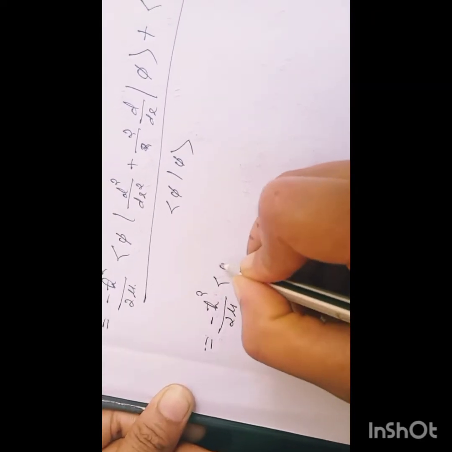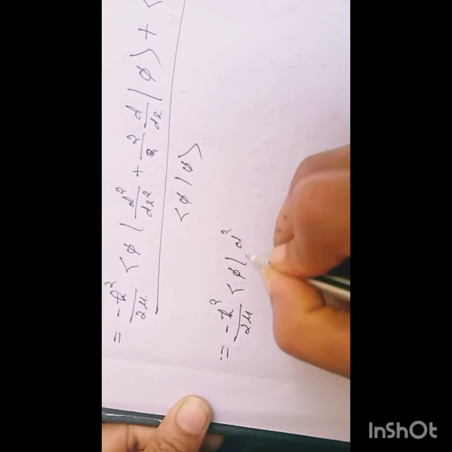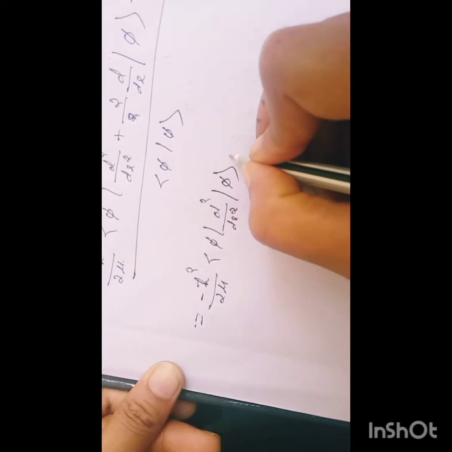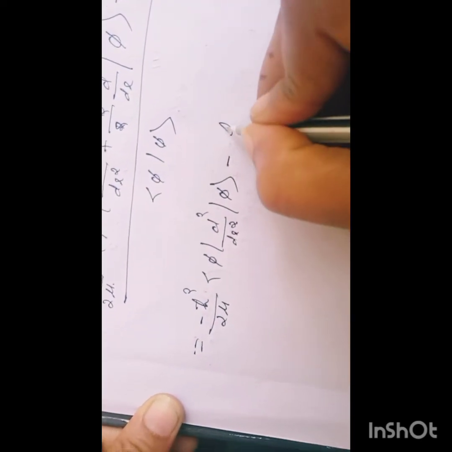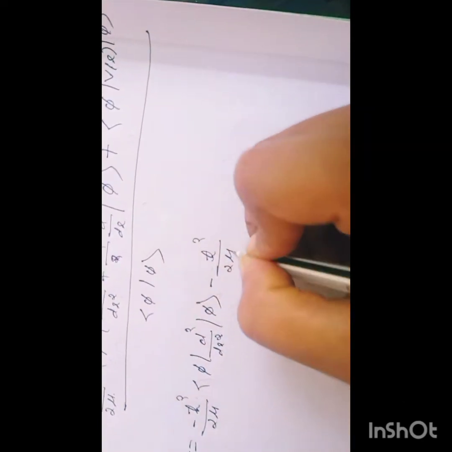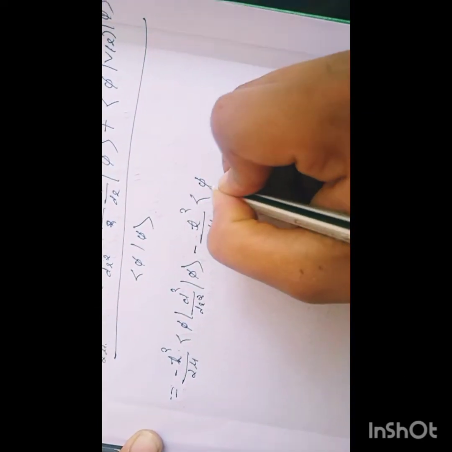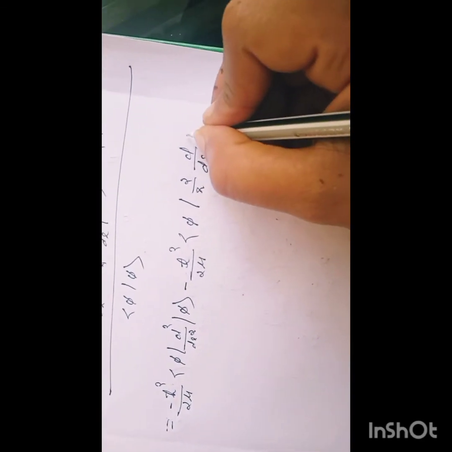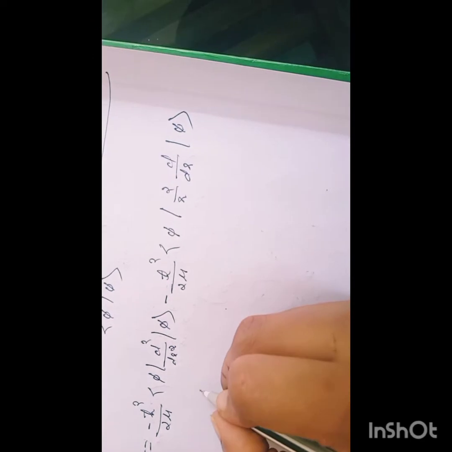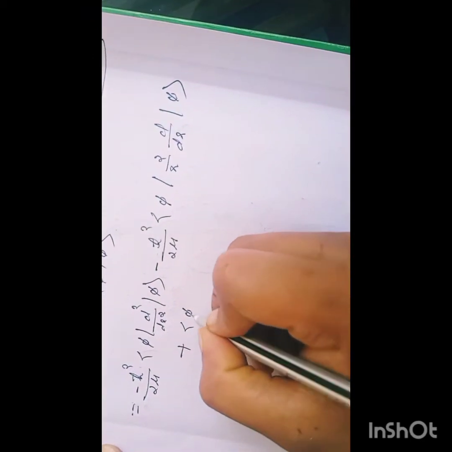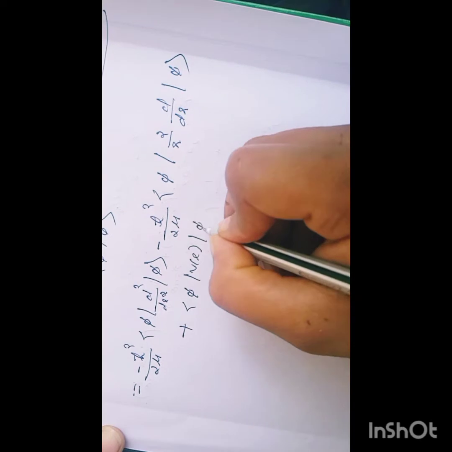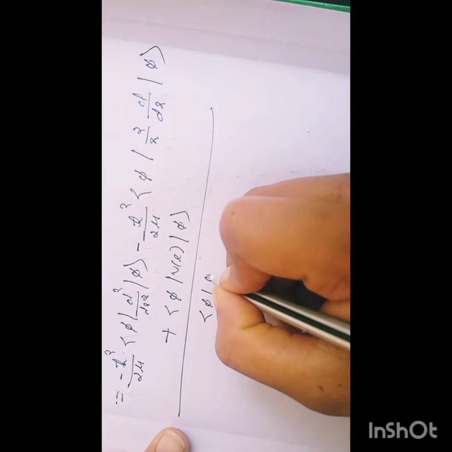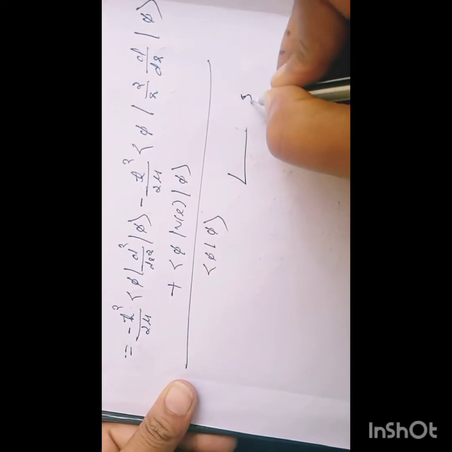bra phi d square by dr square ket phi minus h cut square by 2 mu bra phi 2 by r d by dr ket phi plus bra phi V of R ket phi whole divided by bra phi ket phi. This is equation number 5.